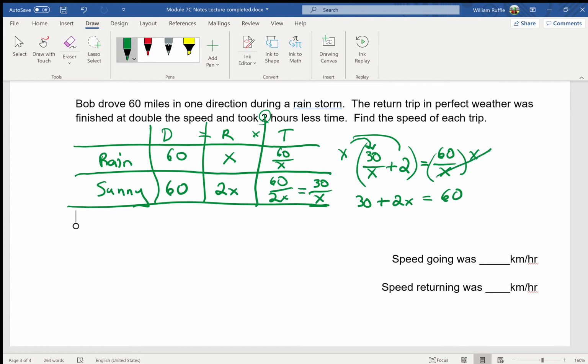So now this is a really nice problem, isn't it? Minus 30 minus 30, 2x equals 30. I divide by 2, x equals 15. Now remember, if I go back up here, this x is in the rainstorm, and that's when I was going. So my speed going was 15. My return trip was twice the speed. So 2 times 15 is 30 kilometers per hour.